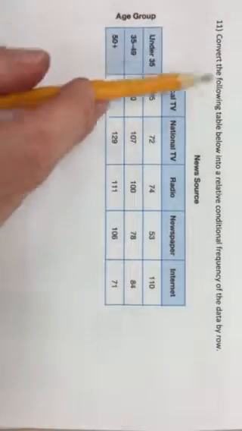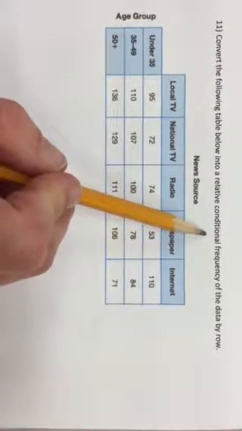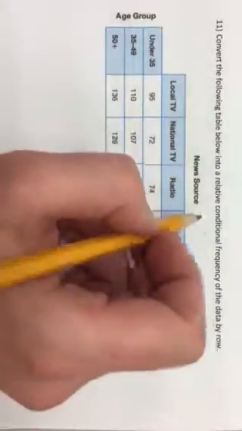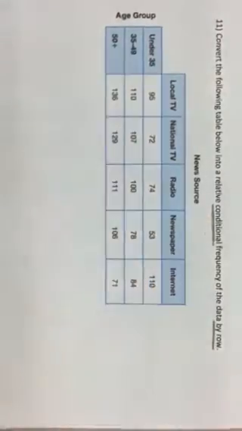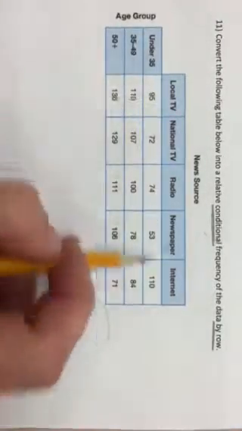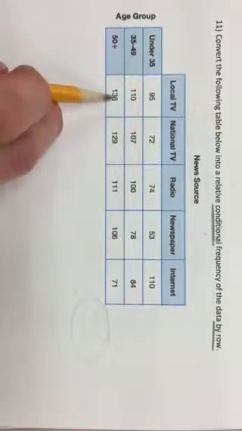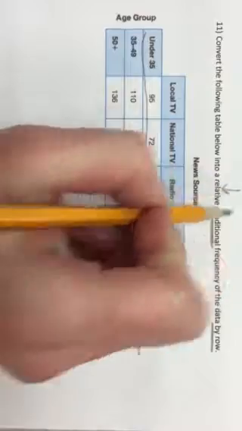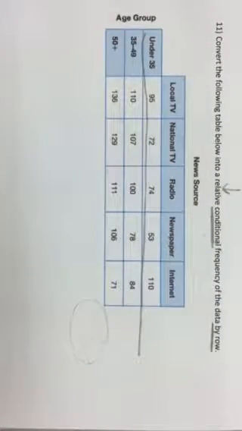Question 11 asks us to convert the following table below into a relative conditional frequency of the data by row. So it's important you notice this says conditional frequency by row. It's not a general relative frequency where we want to do 95 out of the total bit of data. We want to do it out of percentages by row, because remember, relative is talking about turning it into ratios, proportions, or percentages, right?